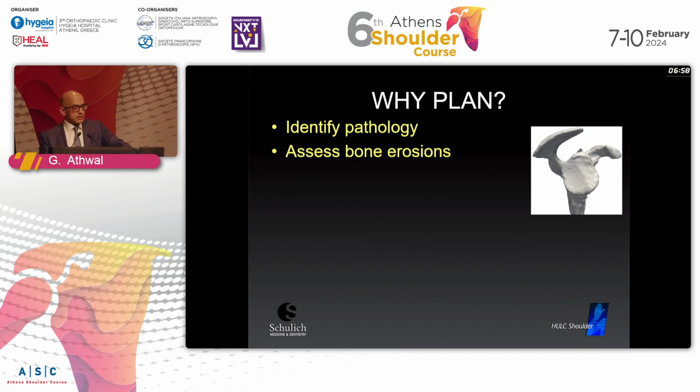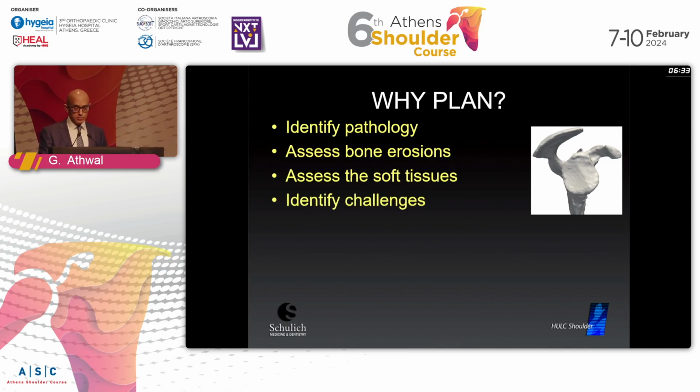It allows you to assess the bony erosions, and we know with the B2, it's traditionally posterior inferior, not directly posterior. It allows you to assess the soft tissues. Most of the planning software now have soft tissue windows. With the soft tissue windows, you get an idea of how much fat infiltration has occurred. Is there atrophy involved? Because we know that soft tissues are so important in our decision-making process of when we convert from an anatomic to a reverse shoulder replacement.